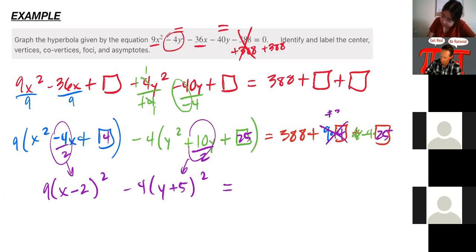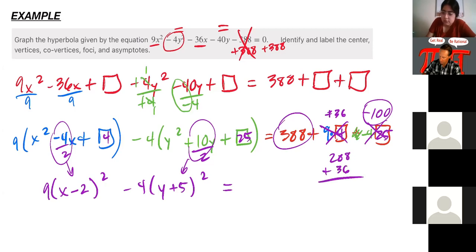That's a positive 36. This is a negative 100. If I have 4 quarters, that's 100. So I'll take the 388 and subtract 100. So I got 288, and I will add 36 to it. So 8 and 6, 14. 9 and 3 is 12. And then that gives me a 324. All good there?